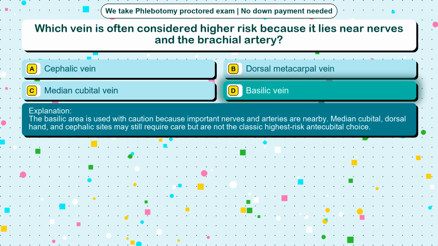The basilic area is used with caution because important nerves and arteries are nearby. Median cubital, dorsal hand, and cephalic sites may still require care but are not the classic highest risk antecubital choice.